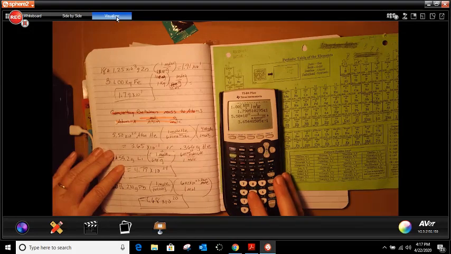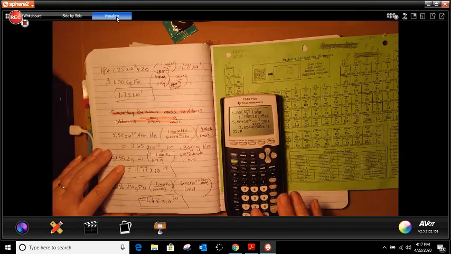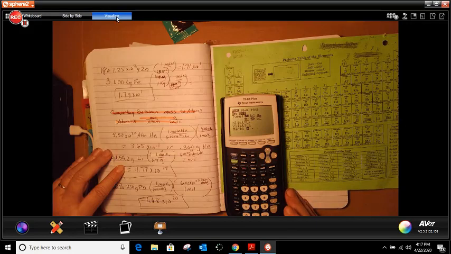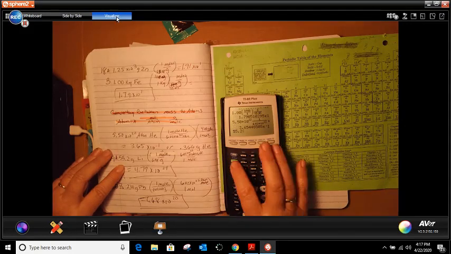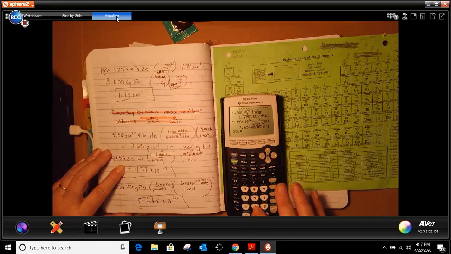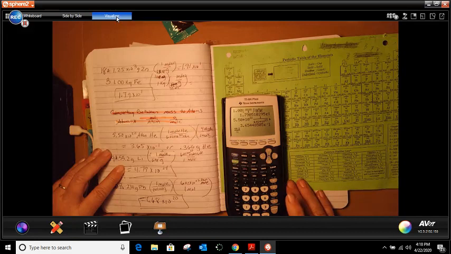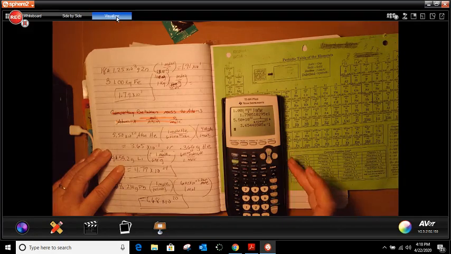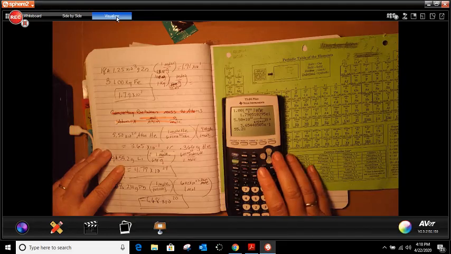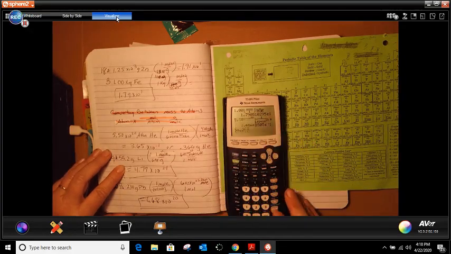So we got 55.2, open bracket, second y, enter. Let's do it again. 55.2, alpha y, enter. I'm going to try it one more time. 55.2, and then we're going to do our open bracket, alpha y, enter.